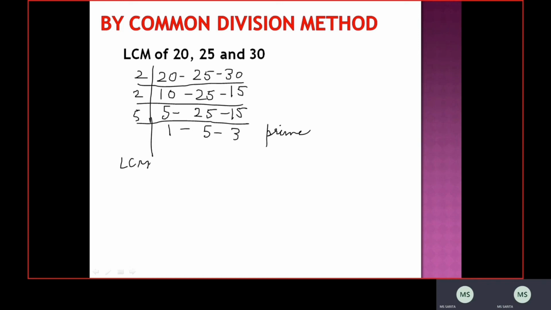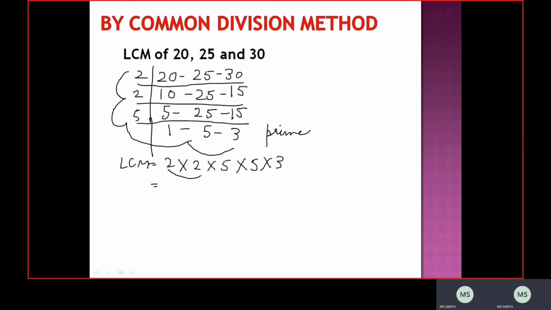So what will be the LCM here? We are going to multiply these numbers. What are the numbers on the left hand side and the last line? 2 into 2 into 5. After that, this 5 and 3. So in starting, 2 is repeating 2 times. Then 5, I'm not taking 1. 1 is not a prime. Then 5 and 3. So you have to give the result from here. 2 into 2 into 5 into 5 into 3.